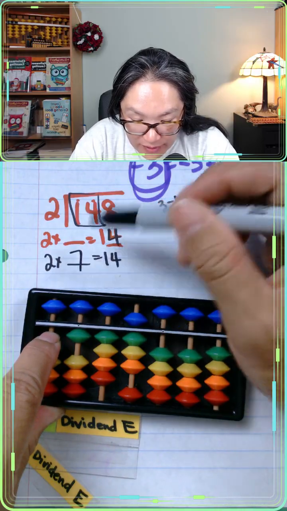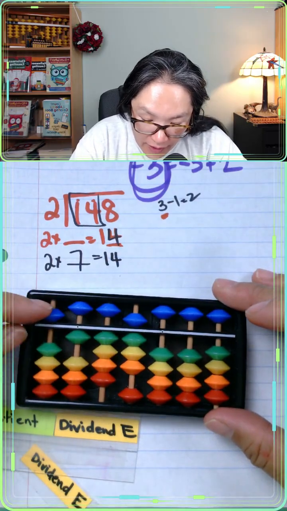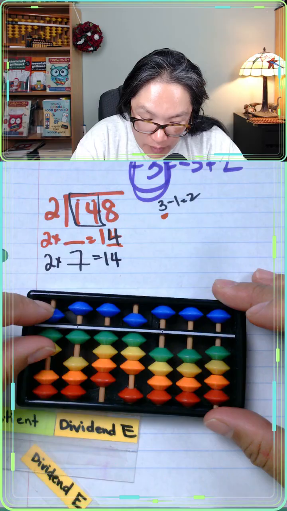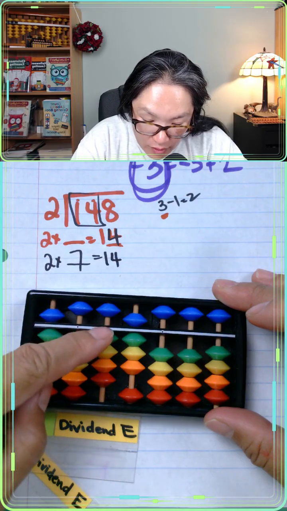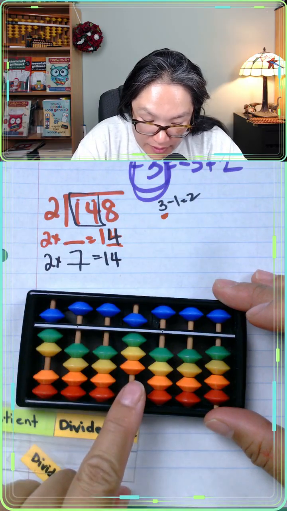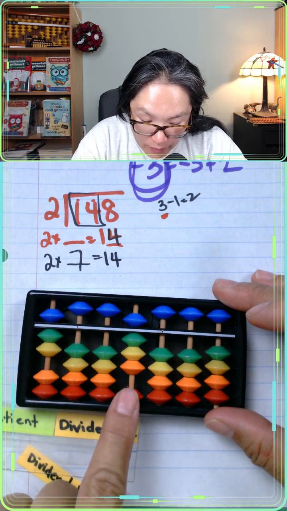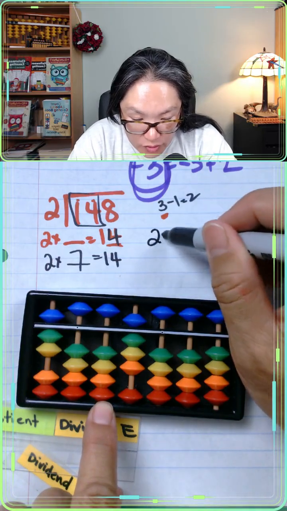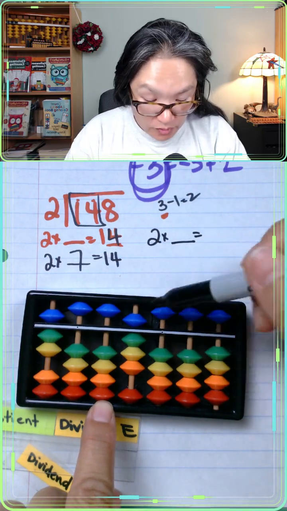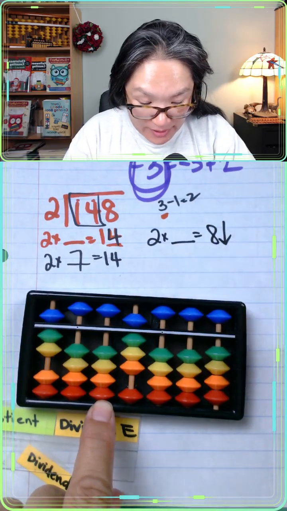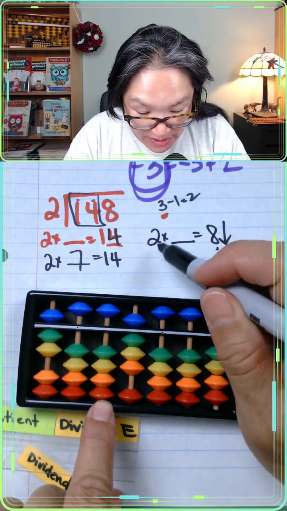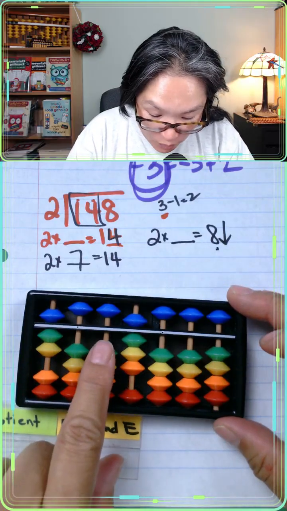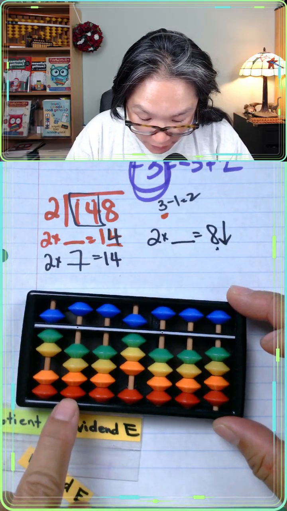2 times 7. 7 goes here. 5, 6, 7. So I take away 1, take away 4. And then I'm left with this. So I'm going to put my answer here. My next question is 2 times what is equal to 8 or less. Because I can do this, I'm going to skip this column and go over here.